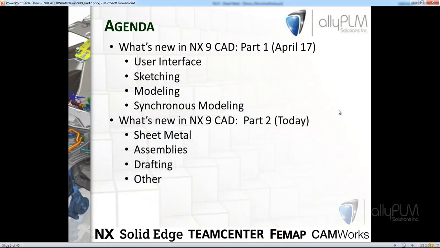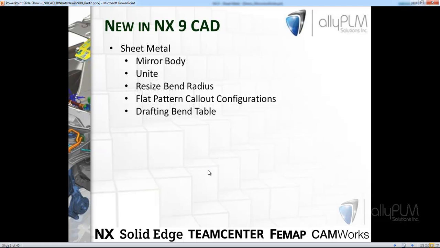So, on April 17th, we looked at what was new in the user interface, sketching, modeling, and synchronous modeling. And today we're going to conclude and look at what's new in sheet metal, assemblies, drafting, and some other topics if time permits. So to start off, we're going to look at what's new in sheet metal.